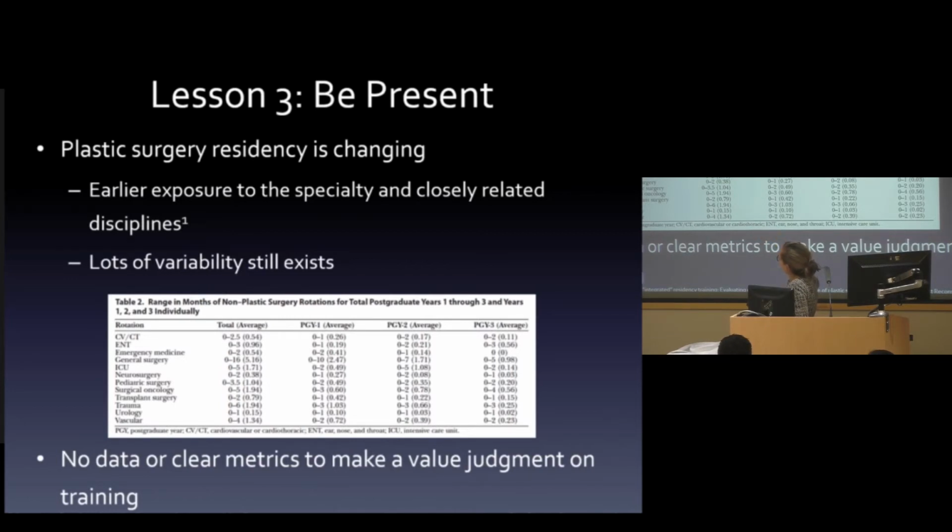These are sort of other general surgery and off-service rotations. And it's really interesting because this last column here discusses the average number of months done by trainees over the course of their residency, and it's really variable. So the average amount of time that people spend on surgical oncology is 2 months, but the range is 0 to 5 months.